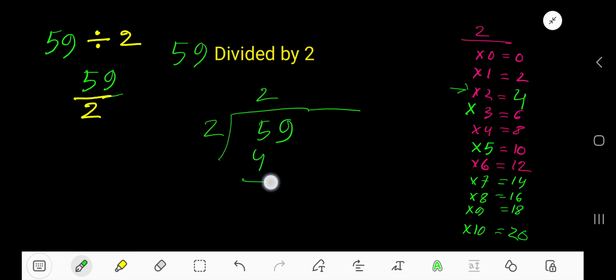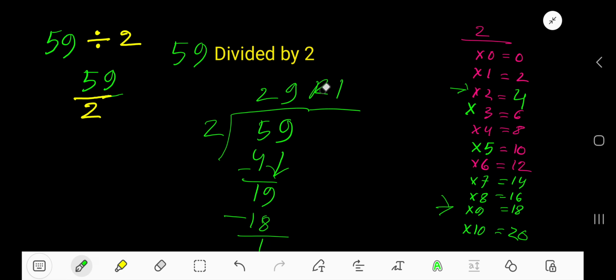2 times 2, 4, subtract, 1. Bring down this 9. 2 goes into 19 how many times? 10 times 2 is 20, 9 times 2 is 18. 2 times 9, 18. Subtract, 1. So 29 remainder 1 is your answer.